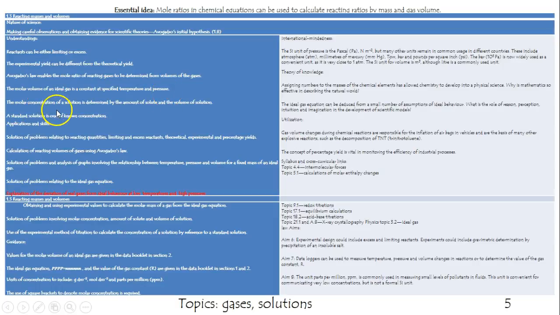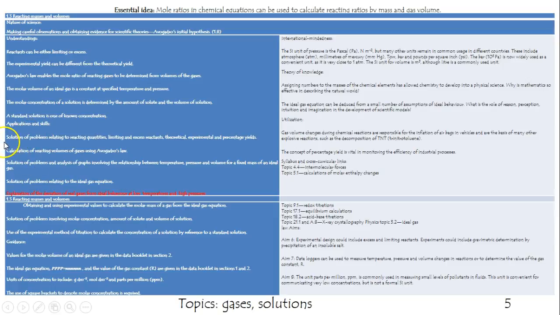And the molar concentration of a solution is determined by the amount of solute and the volume of solution. So this is moles per liter, but in IB chemistry we'll always say moles per cubic decimeter, where a cubic decimeter is a liter. We should know that a standard solution is one of known concentration, absolutely, and that concentration will almost always be measured in molarity.